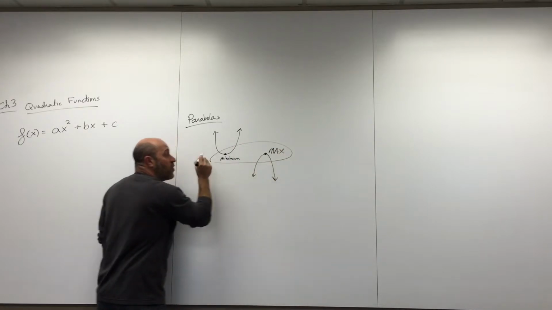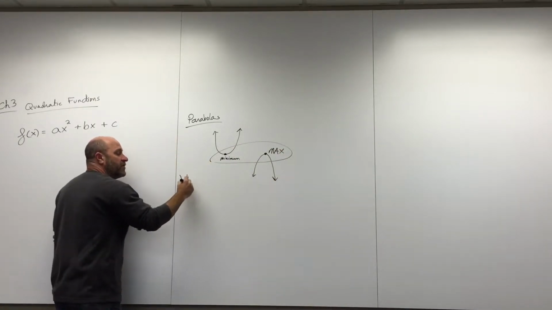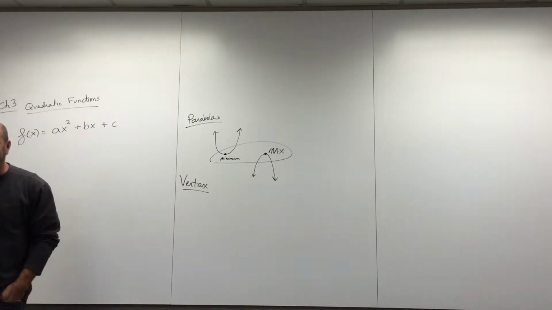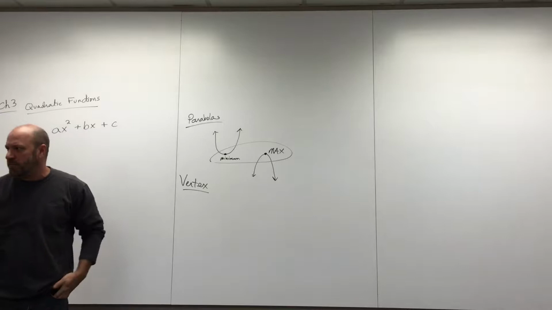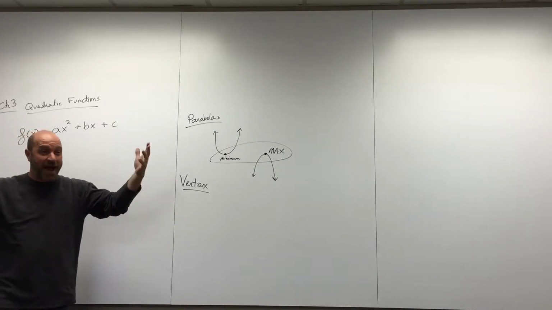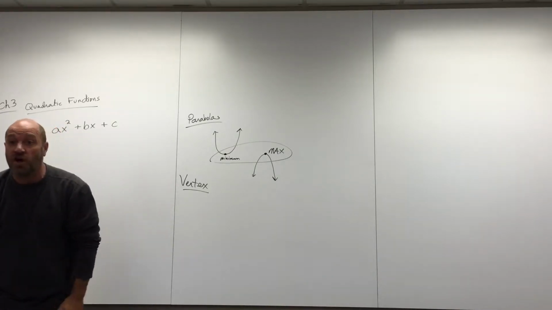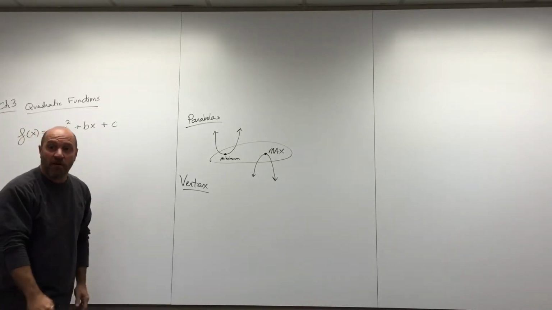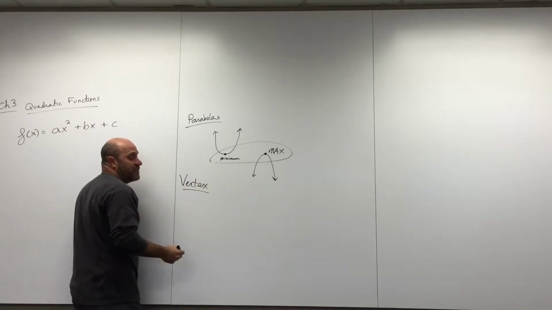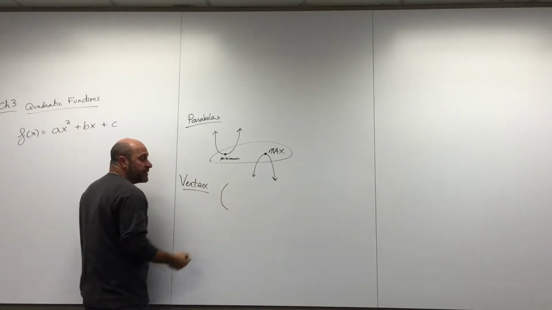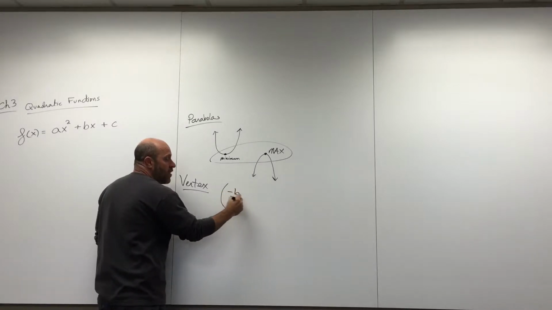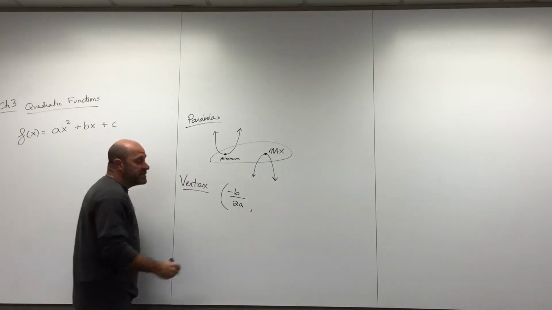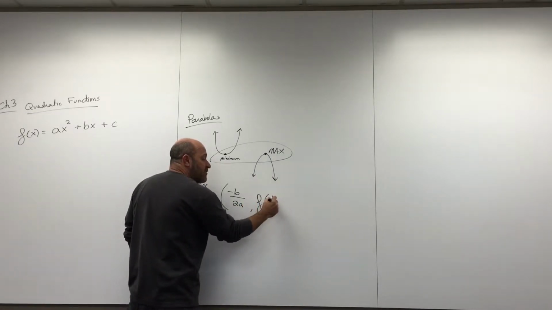But either way, you know what we call that point? The vertex. I didn't really use that word in chapter 2. I think it came up one day for 5 or 10 minutes, but now that's an important word. For parabolas, that minimum or maximum point is called the vertex. And it is a point. And right off the bat, here's a little formula for you. The formula to find the vertex is this. It's a point. The x value is negative b over 2a, comma. The y value is f of negative b over 2a.